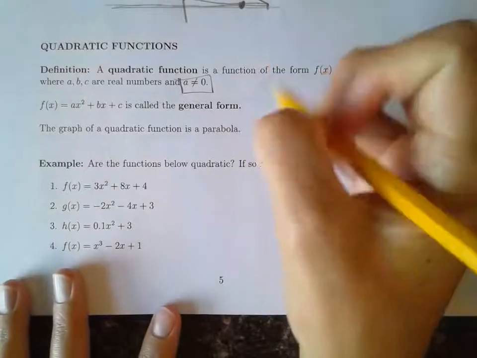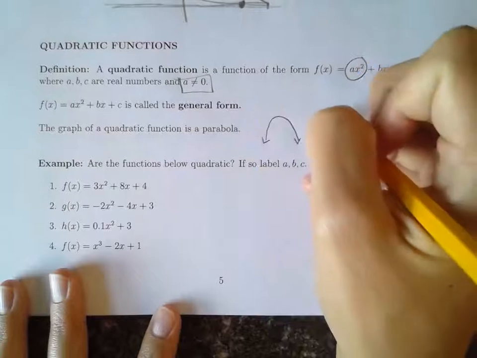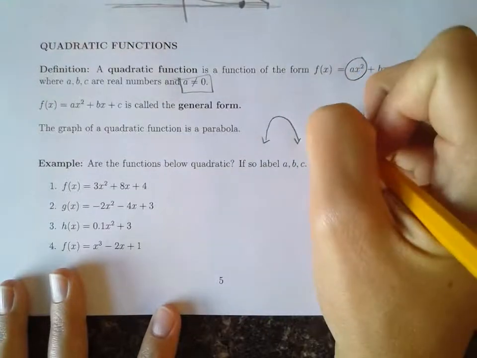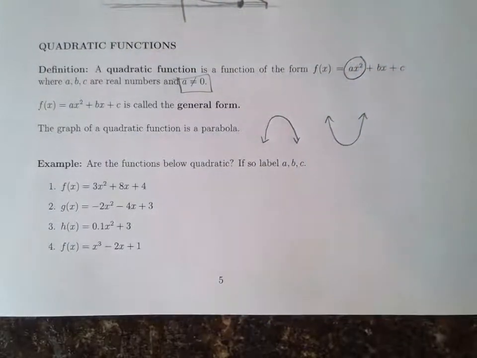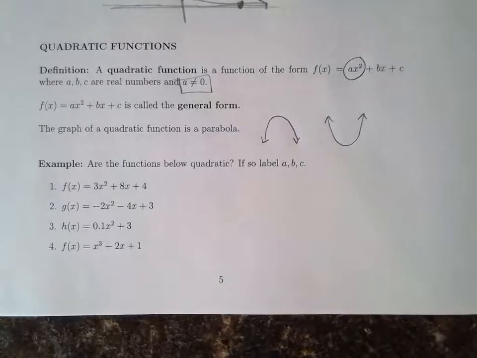Quadratic functions either look like this, a parabola facing down, or like this, a parabola facing up, or opening up. Bottom of page 5, it says, are the functions below quadratic? If so, label a, b, and c. Again, we're looking for an x squared somewhere. Number 1, f of x equals 3x squared plus 8x plus 4.